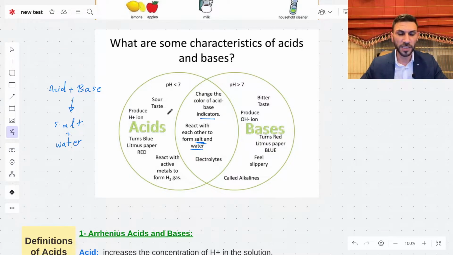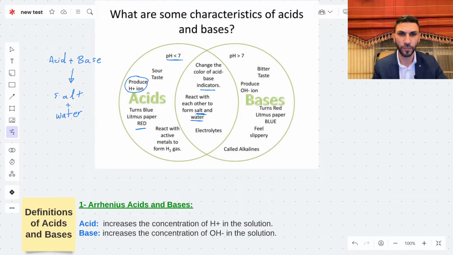Let's talk about the acids. Acids always have a pH lower than 7. They have a sour taste. They produce hydrogen ions, which is very important. They turn blue litmus paper red. So if you have a blue litmus paper, the acids make it red. They react with active metals to form hydrogen gas.